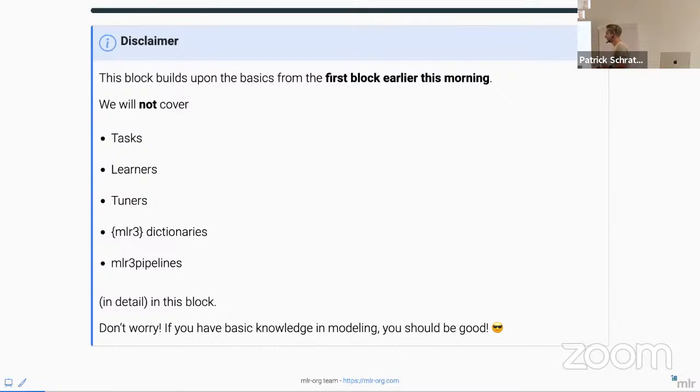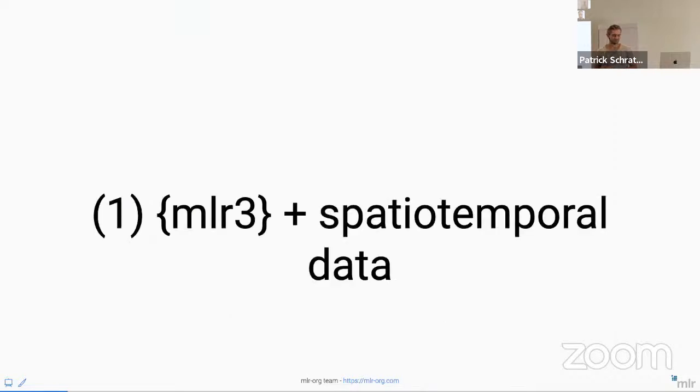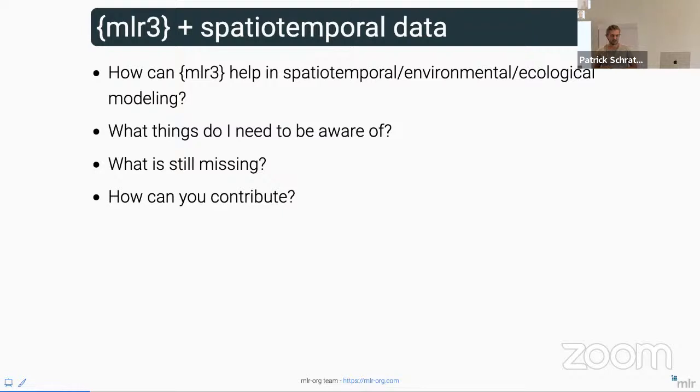So what we will not talk about in this part, because we have covered it in the first section already, is general building blocks of MLR and machine learning, like task, learners, tuners, dictionaries, pipelines, graphs, and whatnot. They are explained in our book or in the gallery. You can also find use case examples in there. But if you already have basic knowledge that you have either gathered from the first block or you had before, you should be good for the session. So don't worry.